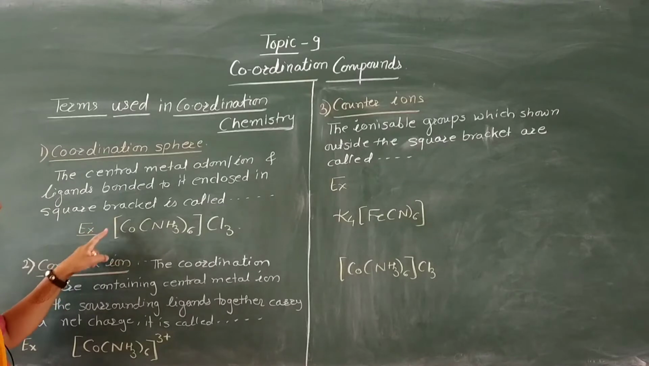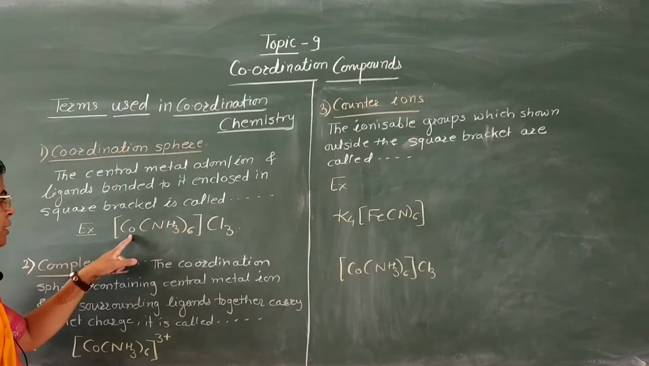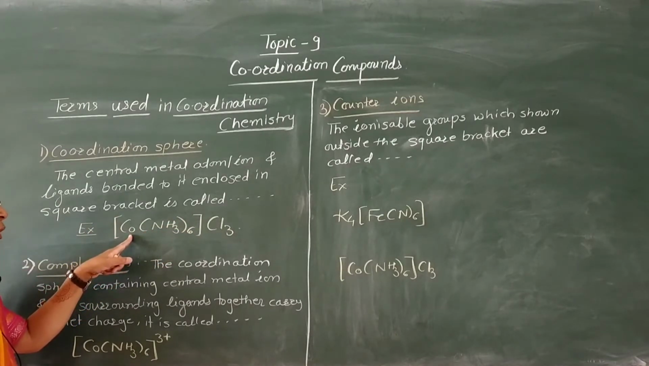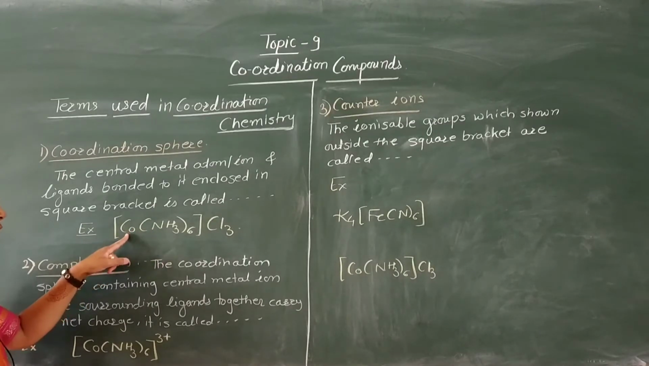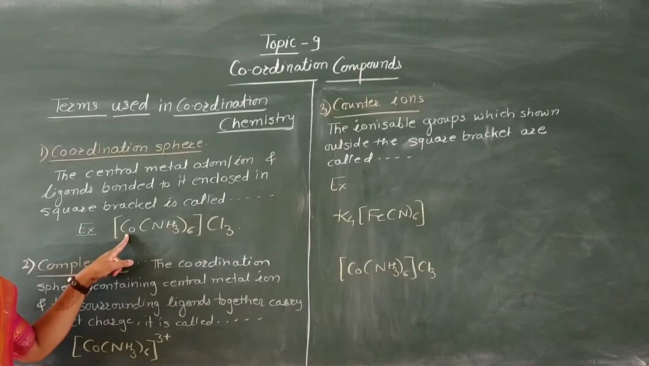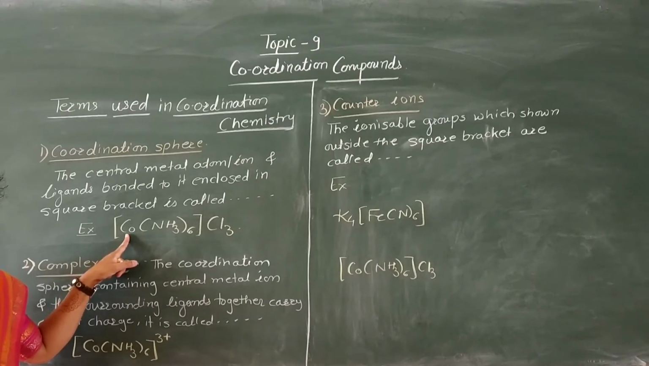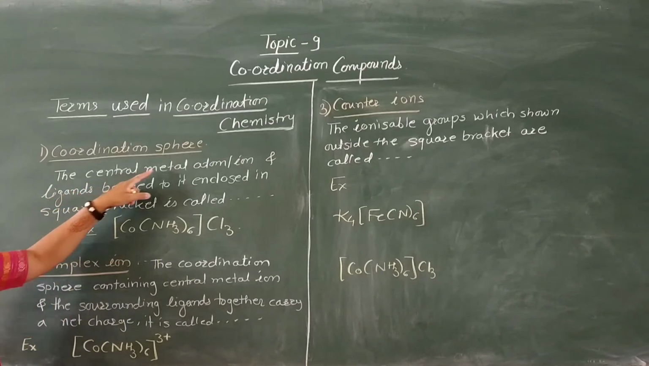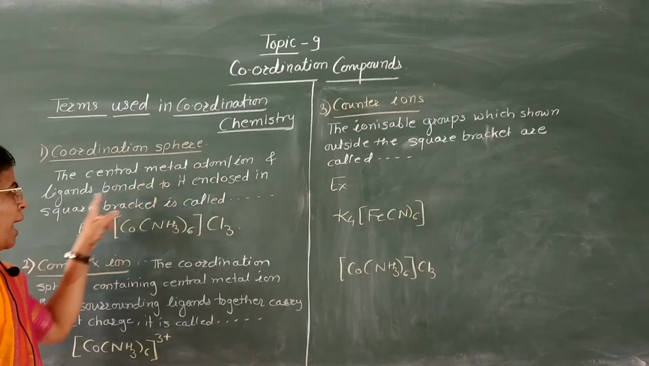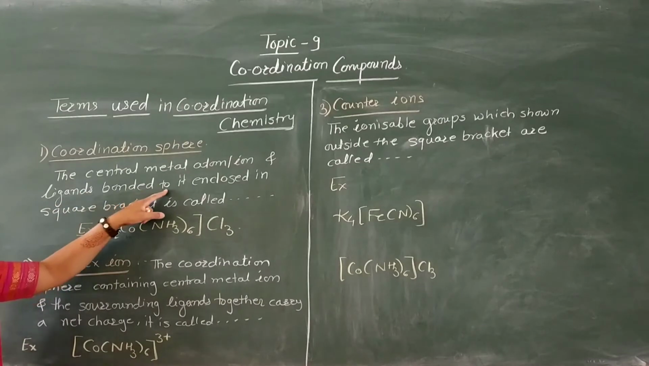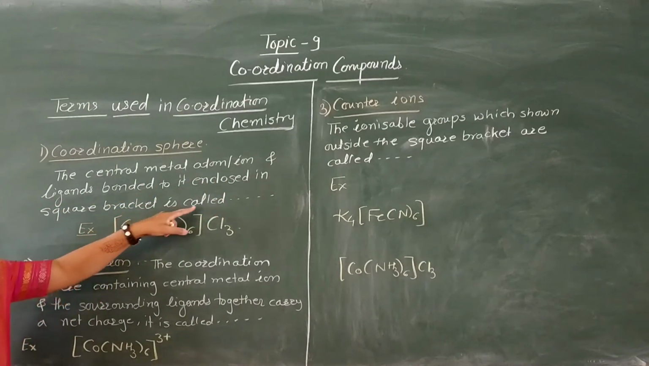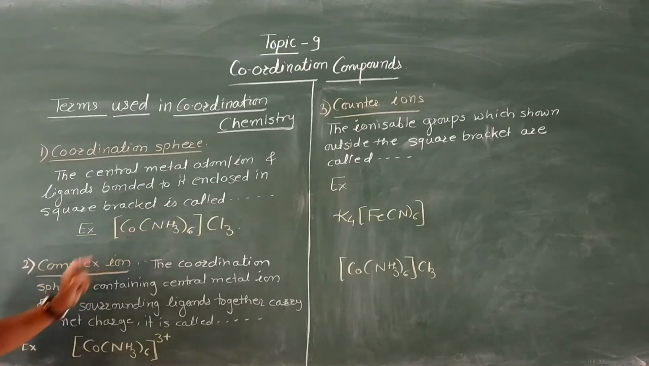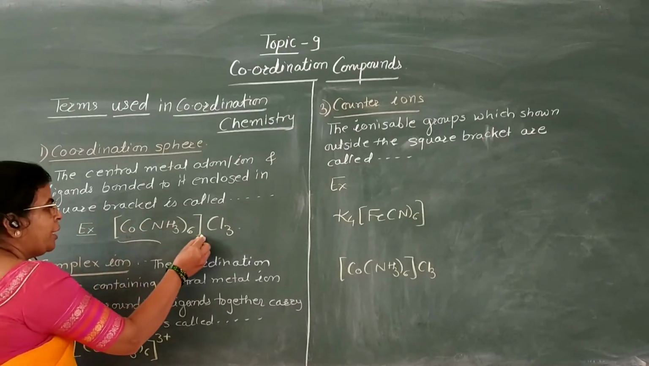Now the square bracket which possesses the central metal atom or ion and the ligands attached to or bonded to this central metal atom is called the coordination sphere. The central metal atom or ion and the ligands bonded to it, enclosed in square bracket, is called the coordination sphere. Now this is nothing but the coordination sphere.